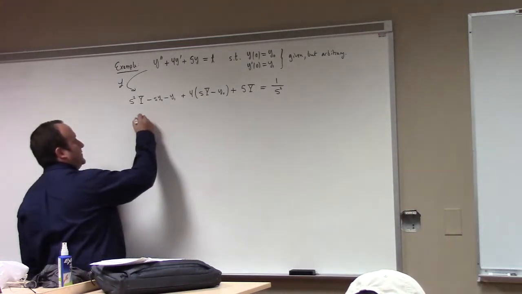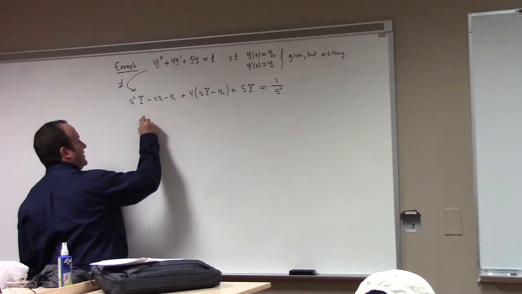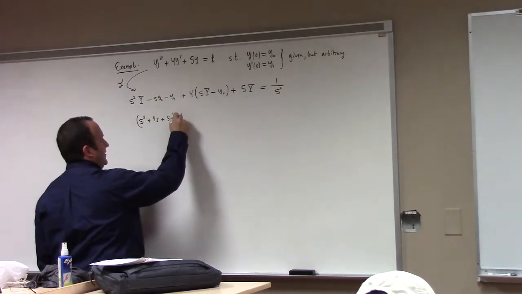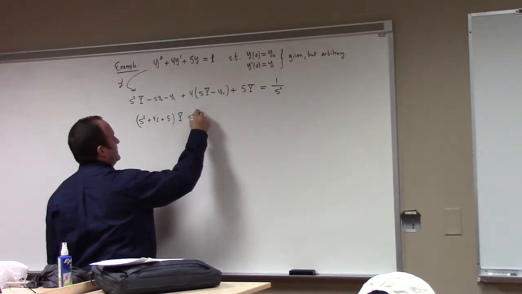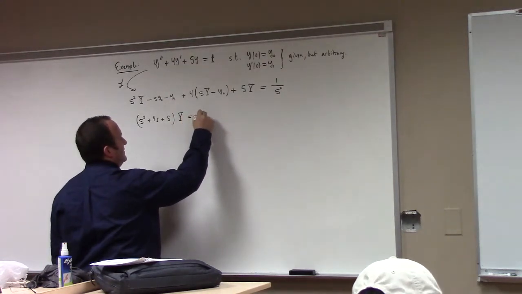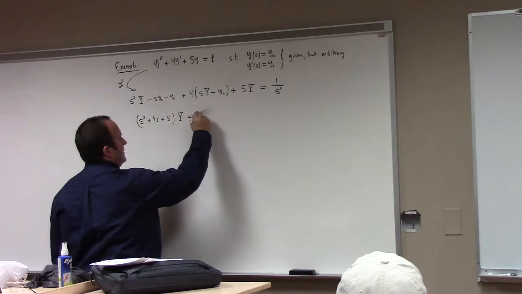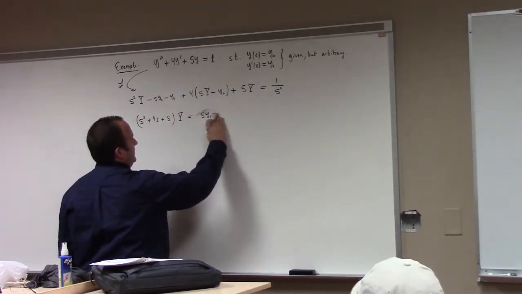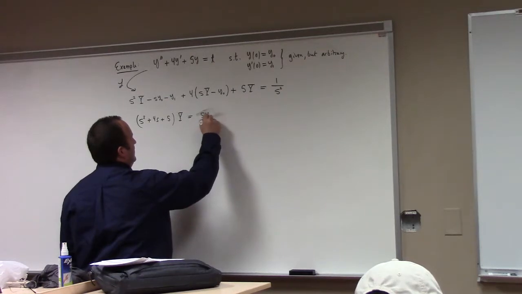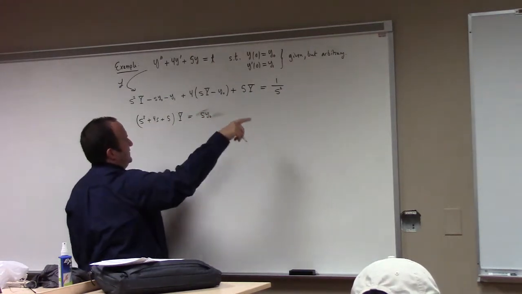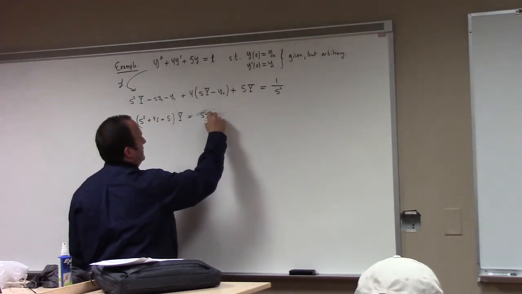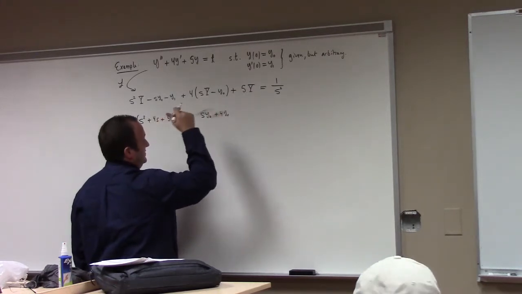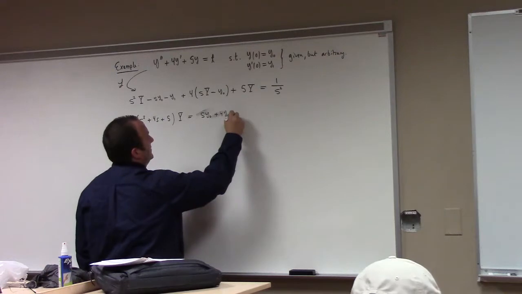So then do the algebra. We've got ourselves an (s squared plus 4s plus 5) times big Y equals, what we got? We got s y0, plus, or rather, I'm sorry, plus because I'm moving it to the other side, so plus 4 y0. All right, great. Plus 1 over s squared.